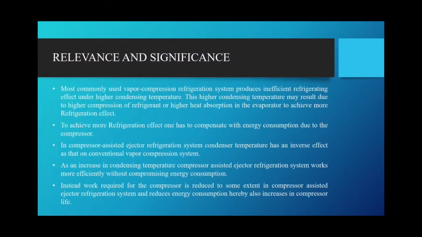Relevance and significance. We know that VCRS, vapor compression refrigeration systems, are used in day-to-day life appliances, huge commercial refrigerators and huge industries like automobiles. VCRS has many advantages but comes along with a few disadvantages also. To eliminate these disadvantages, we came up with the idea of a compressor assisted ejector refrigeration system. The disadvantage of VCRS is that it becomes inefficient at higher condensing temperature.